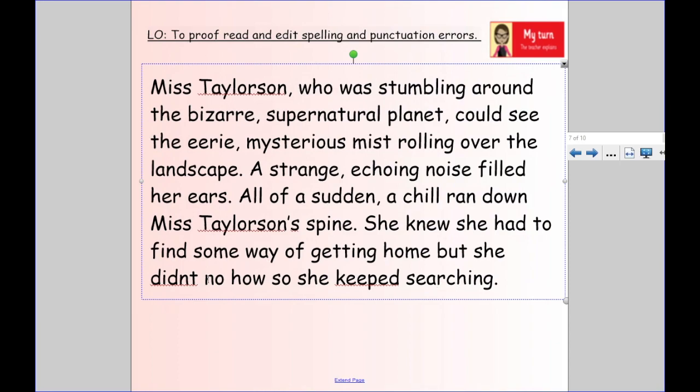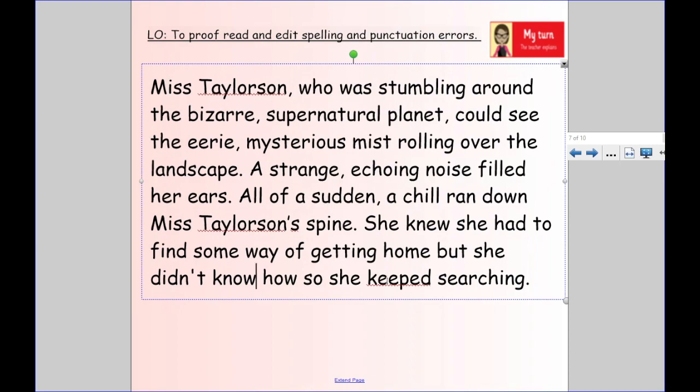Way of getting home, but she didn't know how, so she keeps searching. Didn't, I know, is a contraction, so I need my contraction apostrophe to show that it really is did not, and the letter O has been missed, so the apostrophe goes where the letter O should be. Didn't know. Am I saying no as in, no, I'm not doing that, or no, I can't read it? That's right, I'm not. I'm saying I know as in I understand it, I have knowledge of it. So that's with my silent K and my W at the end. But she didn't know how, so she kept searching.